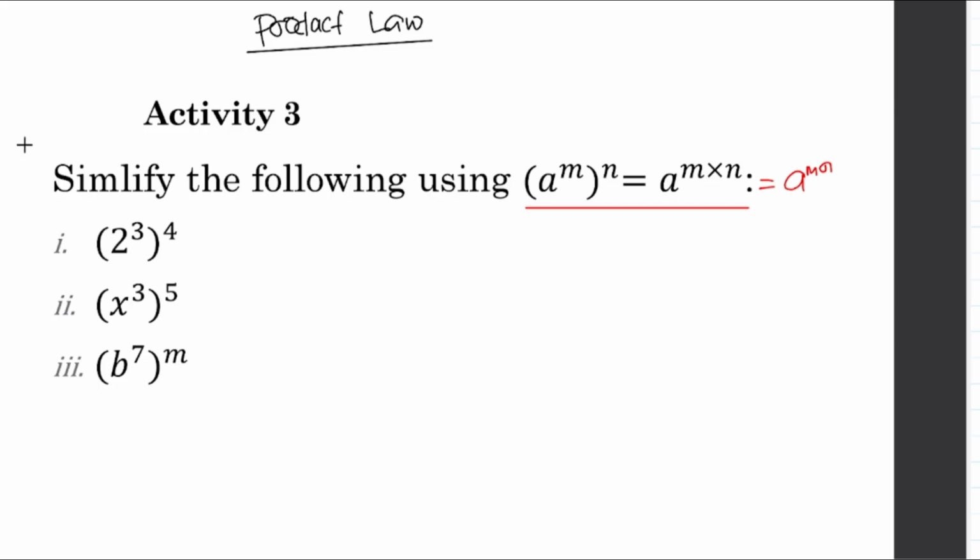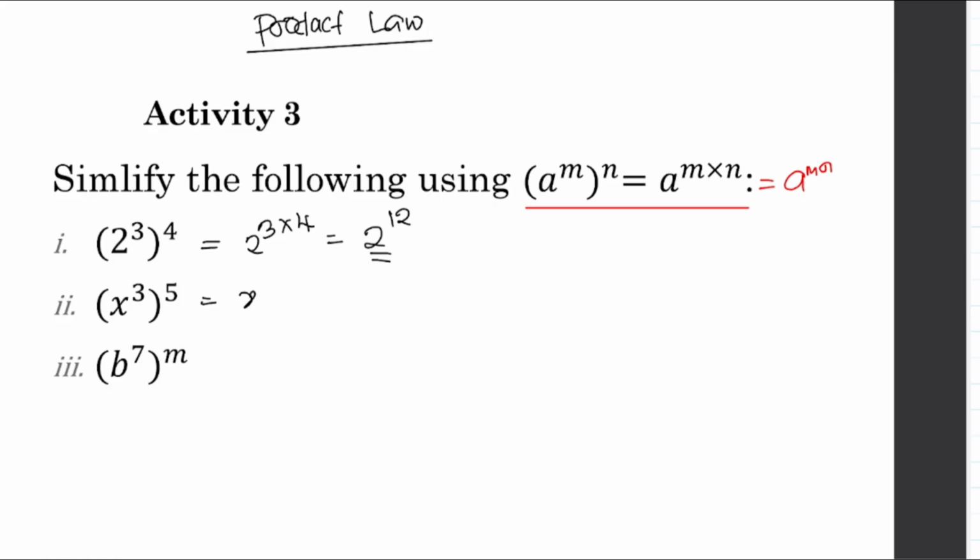So example 1, simplify the following. Example 1, (2^3)^4. So we have a power in the parenthesis, we have a power outside the parenthesis. So we simply multiply the powers. So that will be 2 raised to power 3 times 4, which is 3 times 4 is 12. So that will be 2 raised to power 12.